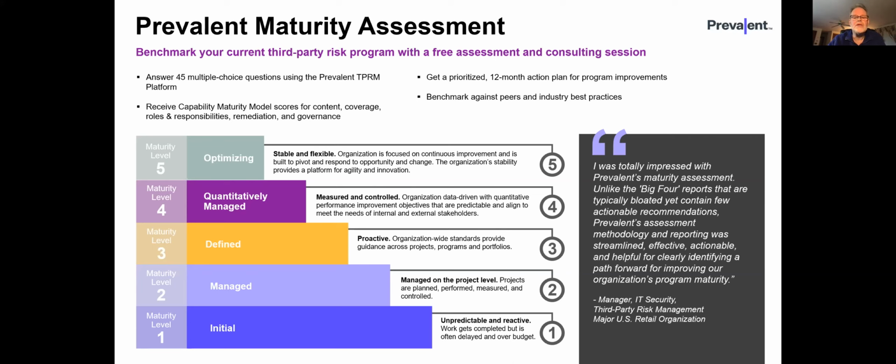Let's see. How soon is a TPRM program expected to embed ESG standards with the new rules and regulations on the horizon? So as far as ESG goes, there's not a lot of regulation in place specifically now. It depends on the industry vertical that you're working in. It depends on your company's position as it relates to ESG.